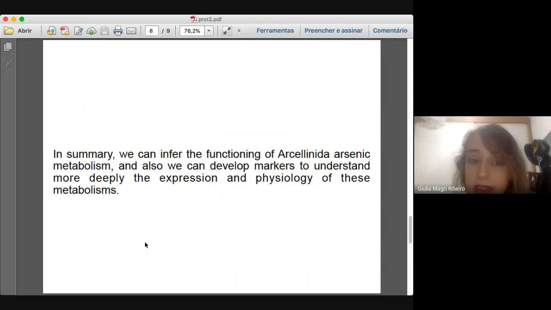In summary, we can use this methodology for inferring the function of arsenic metabolism in Arcellinida. And we can also take these sequences and develop markers to understand more deeply the expression and physiology of these genes in Arcellinida.